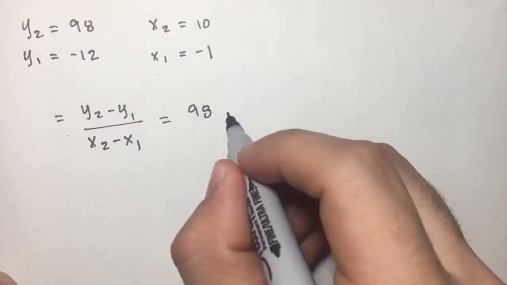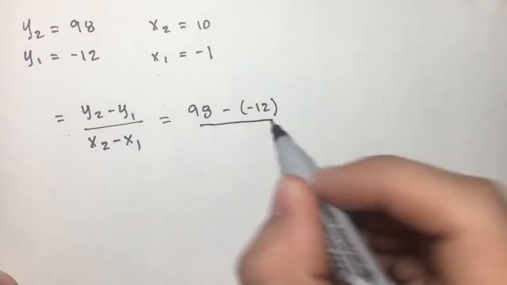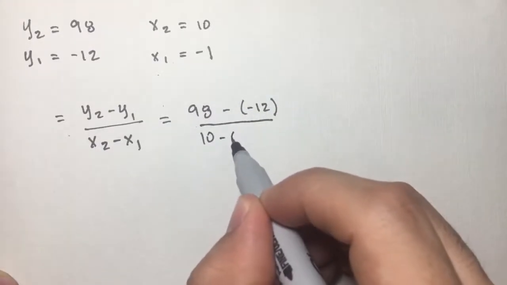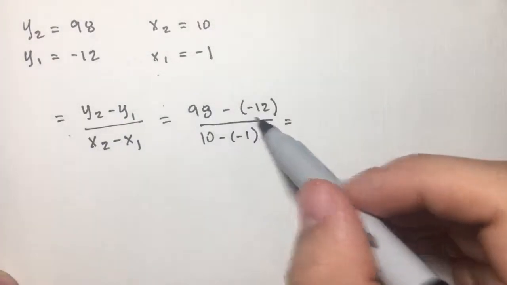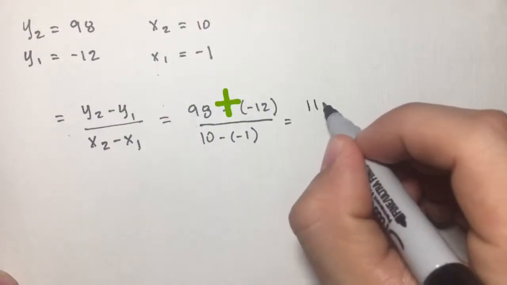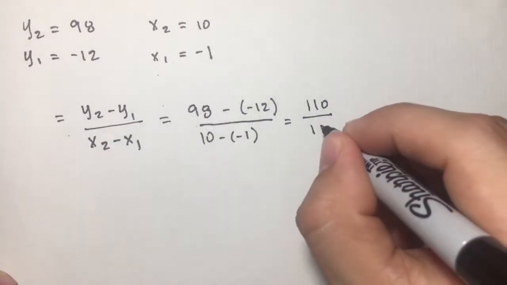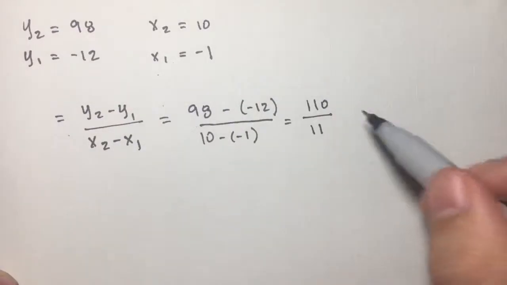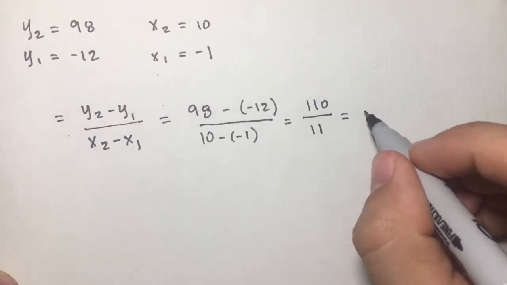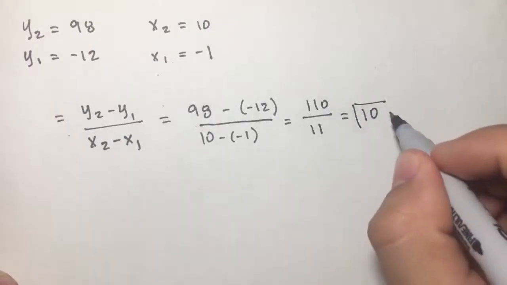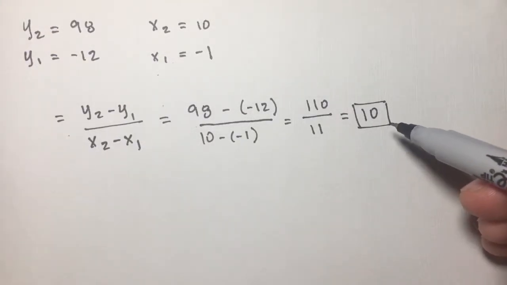Alright, so let's go ahead and fill those in. So we have 98 minus -12, that would be over 10 minus -1. And the double negative becomes positive, so we have 110. And then the same thing on the bottom, which gives you 11. So you can actually simplify this even further. 110 divided by 11 equals 10. And so that will be the average rate of change for your function.